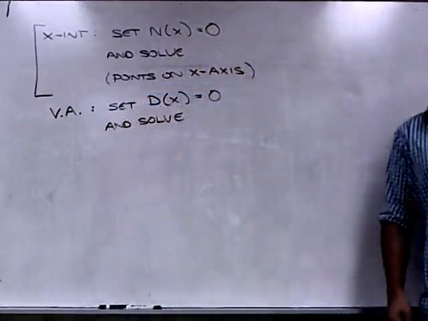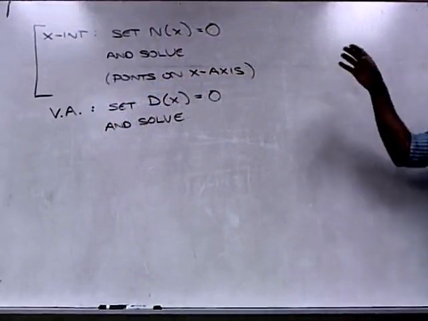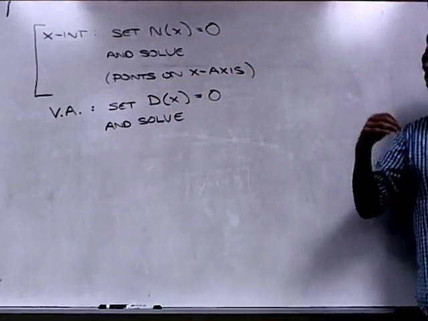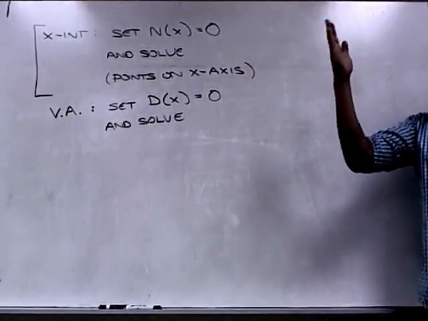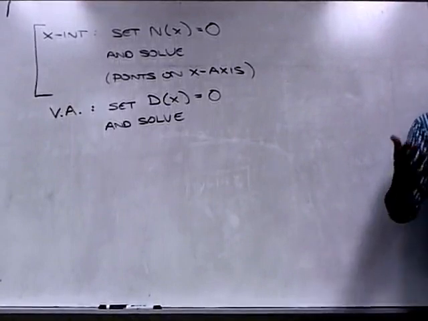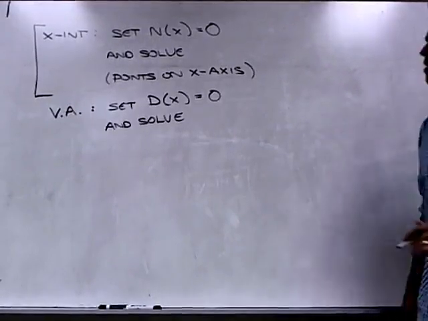But it's important for us to understand what these are. The x-intercepts were points on our x-axis. What are these? What were those vertical asymptotes? They're like these barrier things, right? That's what we were talking about. So I'm going to describe them here.